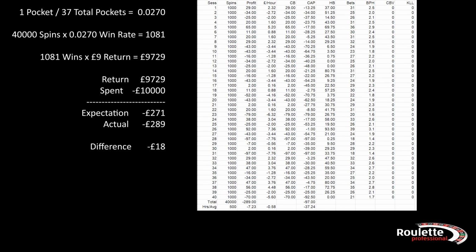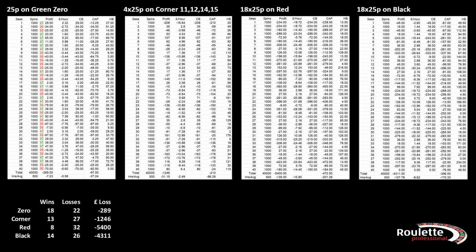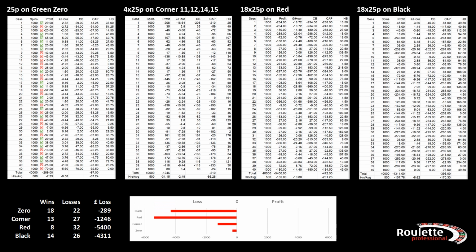Let's bring back all the results so we can see what happened. The single pocket bet on zero actually had the most session wins. You might not think of a continuous flat bet as a roulette system. However, it's easy to explain the method, and anyone can replicate the results. The disadvantage of a continuous flat bet, of course, is it's so simple it cannot beat the house edge, or can it? Let's turn the chart around.